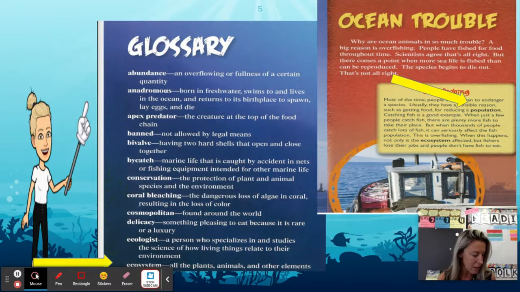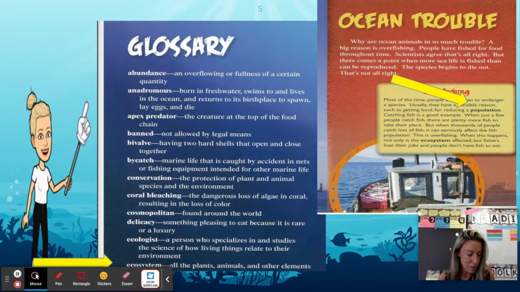So I'm going to skip right to the section where it says population. Overfishing. Most of the time, people don't mean to endanger a species. Usually, they have a sensible reason, such as getting food, for reducing a population.